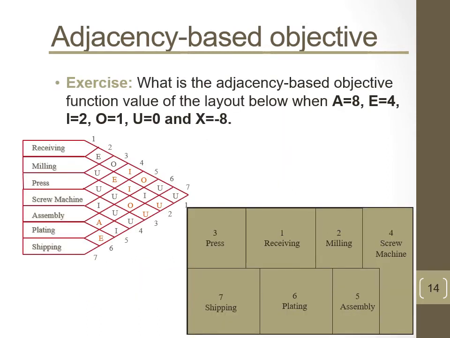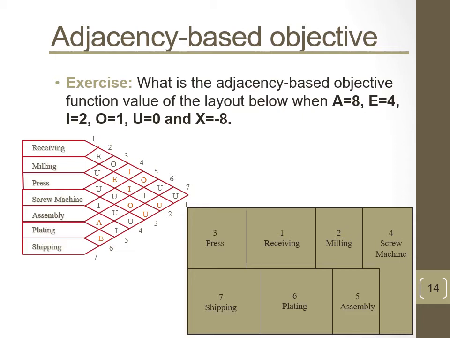Okay, let's consider another example to calculate adjacency-based scoring. This time, the activity relationship chart is given in this way. We have a block diagram of departments. The layout is given in this way. And this time we are not using the ALDEP scores, but the scores for relationships are given like this. For A, we are going to use 8. For E, we will use 4, and so on.